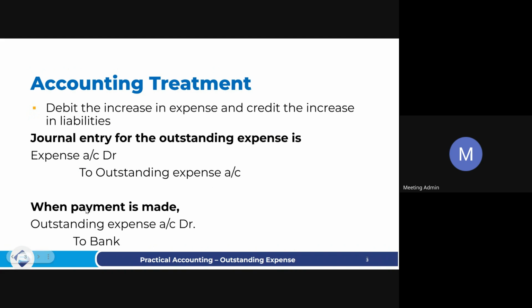And when the payment is made, the transaction will change: outstanding expenses account debited to bank account. So this is a very, very important question that will be asked by the interviewer, so please make a note of this. You can take a snapshot of this.